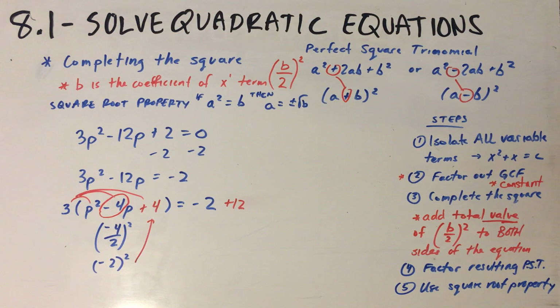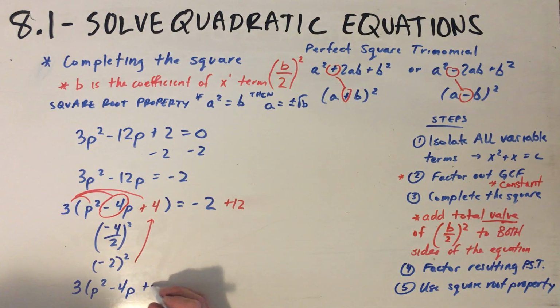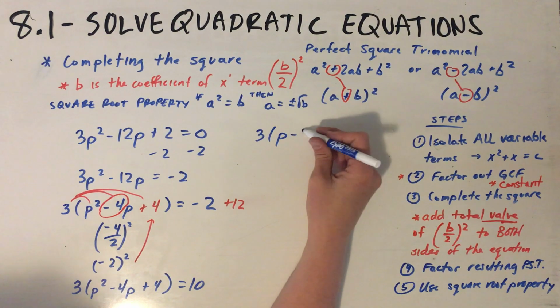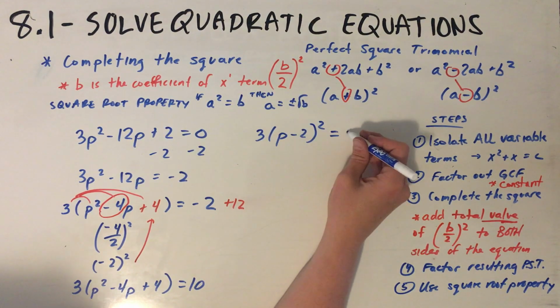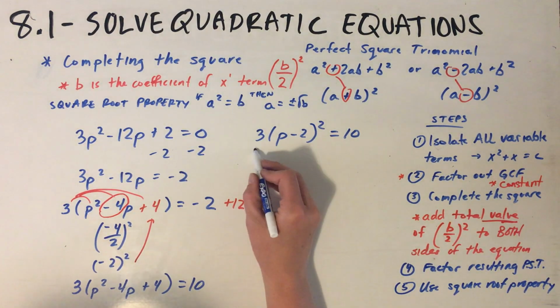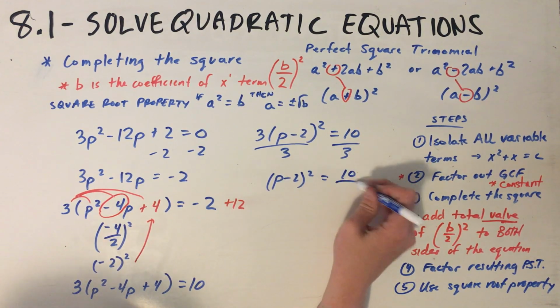Okay, so now what do we have? Well, I have this perfect square trinomial. That's equal to 10. I need to factor this perfect square trinomial, which is going to give me p minus 2 squared is going to be equal to 10. All right, well, I want to get this coefficient to be 1. So I'm going to have p minus 2 squared is equal to 10 over 3.